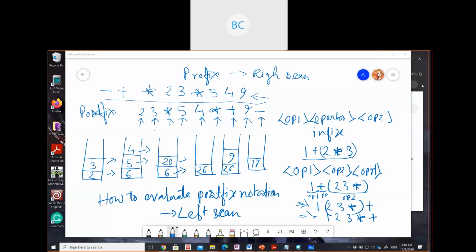And what about the prefix? In prefix, the operator will come first, then your operand 1, then your operand 2. Correct? So for this one, you will put your star 2, 3. Then after that, you will go for the 1. Okay?